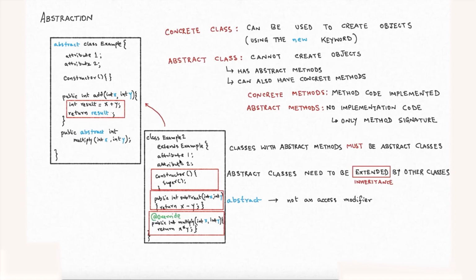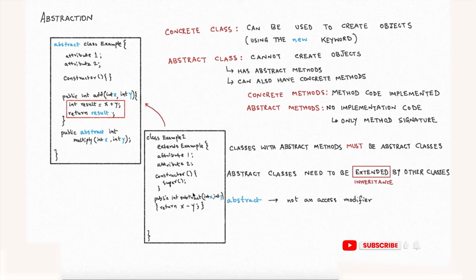But what if example2 did not implement the multiply method? Let's say it never overrode the multiply method, but it still inherits from example. It still extends example. What would happen in that case? Since example2 did not implement the abstract method of its parent class, example2 itself has to be abstract as well. And in that case, we cannot create objects using the example2 class as well. And so a third class might need to inherit from example2 and ultimately implement multiply. And maybe from that third class, we will be able to create objects.